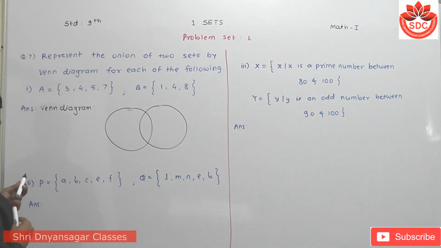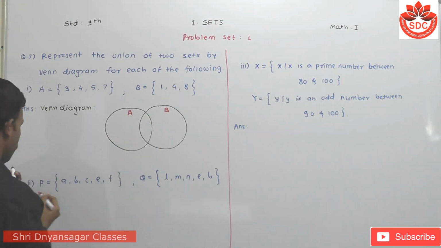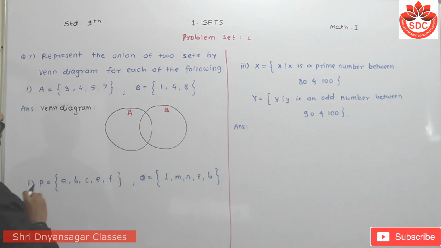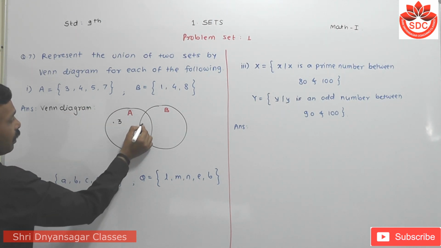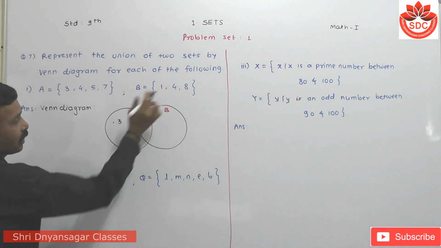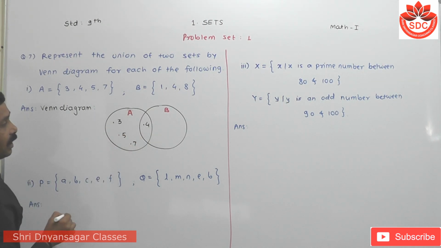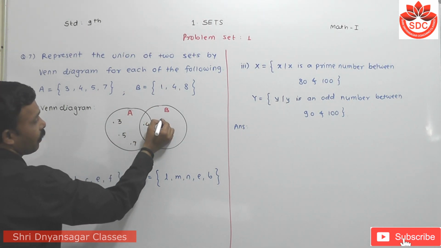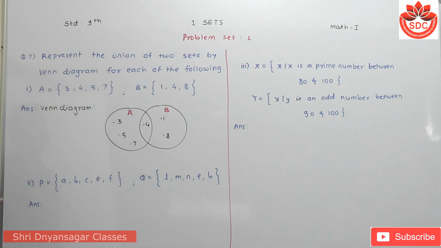Now suppose that this is set A and this is set B. Then the elements of set A and B are, first element of set A is 3. Here is 4 because 4 is common. Then here is 5 and here is 7, which is the set A. And set B contains 1, 4 and 8. This is the union of the two sets A and B. Then we see the second question.